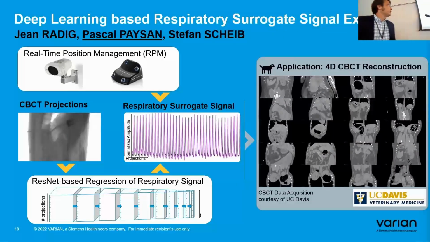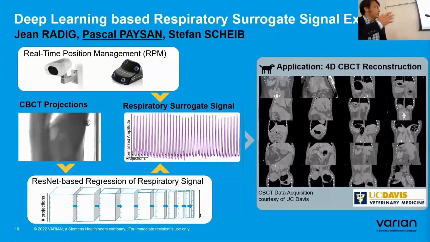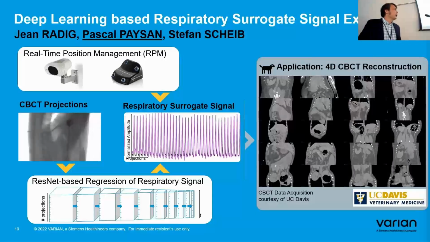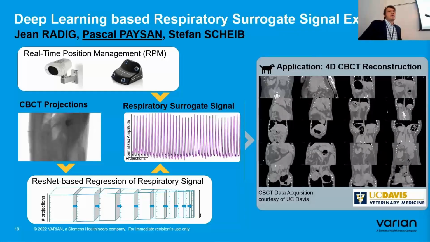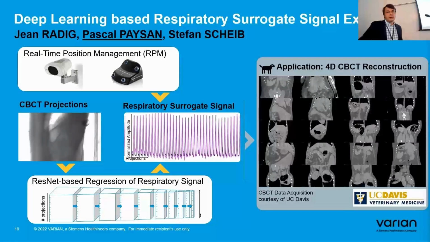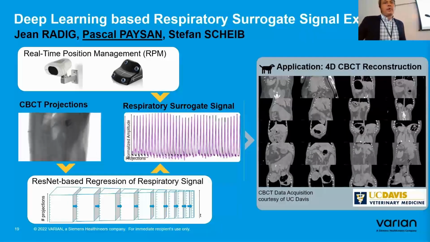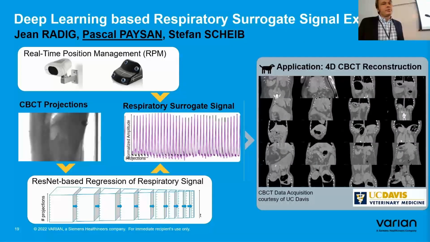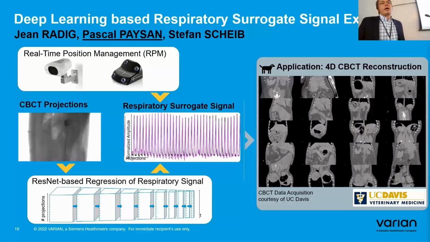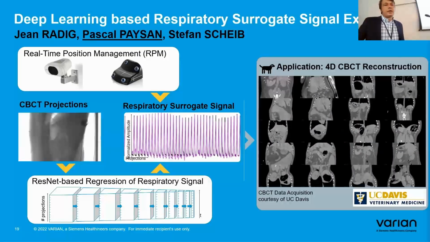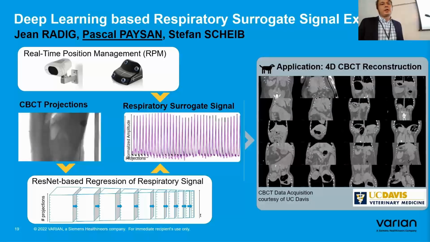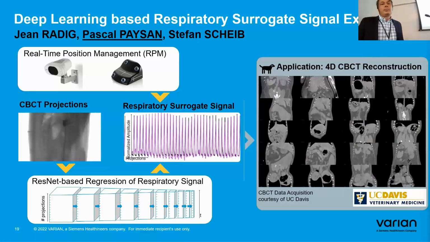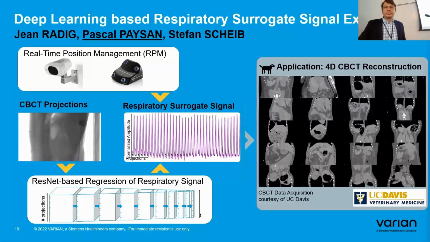If you want to do a 4D phase-gated reconstruction, as you see it on the right, you need a respiratory surrogate signal, which is usually acquired with hardware, what we call the RPM system. If you don't have this, and if you want to spare the setup time, you could directly infer this from the projections. And this is what we try applying deep learning to in this project.